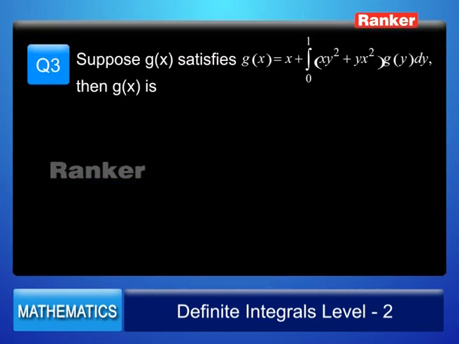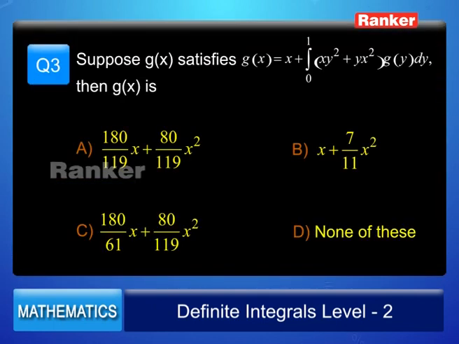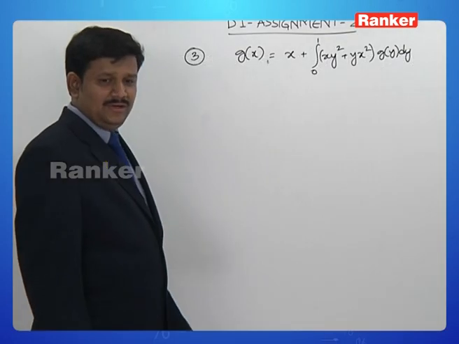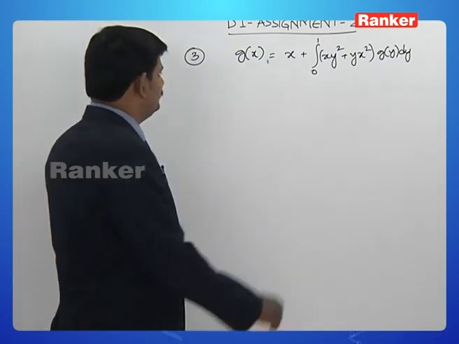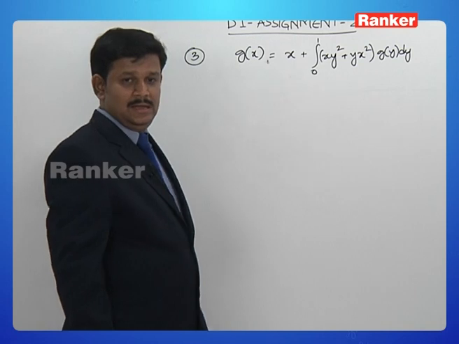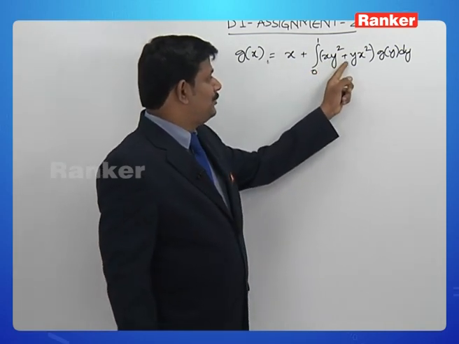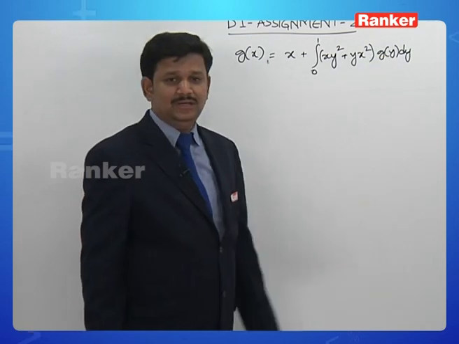Next question, suppose g of x satisfies g of x is equal to x plus the integral from 0 to 1 of xy square plus yx square into g of y dy. Then g of x is: option A, 180x by 119 plus 80x square by 119; option B, x plus 7x square by 11; option C, 180x by 61 plus 80x square by 119; and option 4 is none of these. It is given that g of x satisfies the relation g of x is equal to x plus the integral from 0 to 1 of xy square plus yx square into g of y dy.